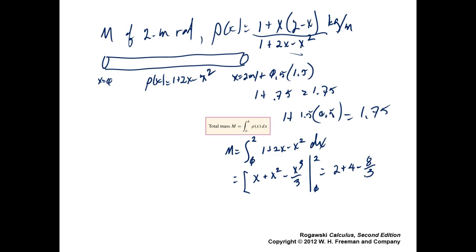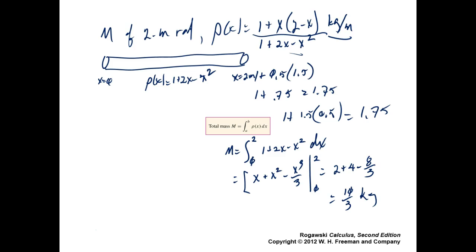I'll do the 0 part. 0. Okay. And this will be what? This will be 6, which will be 18/3 minus 8/3, which is 10/3. Perfect. That would be the total mass of that. What are the units of it? Kilograms, because you had kilograms per meter as your density, and meter is your increment, so that would be 10/3 of a kilogram. And that's exactly what they got.